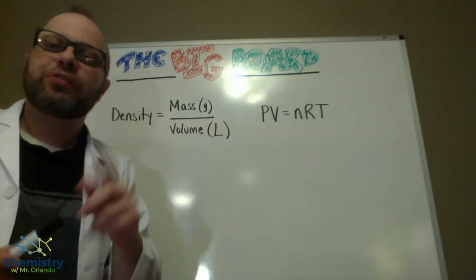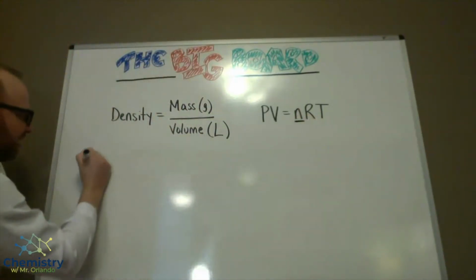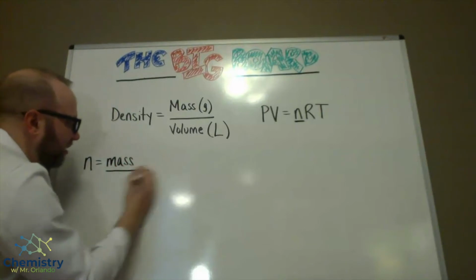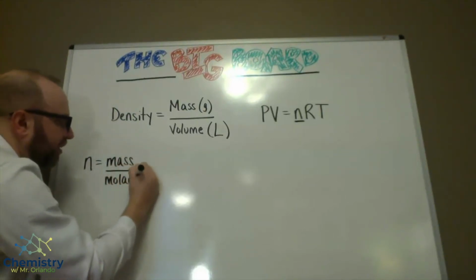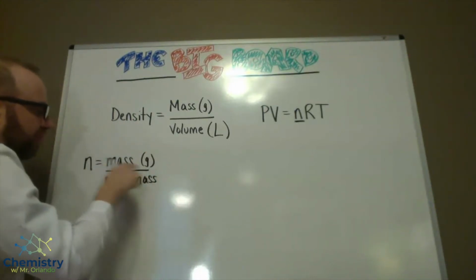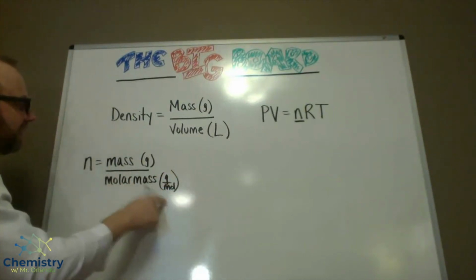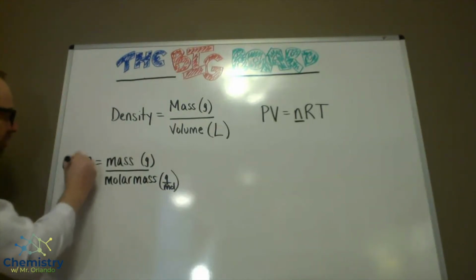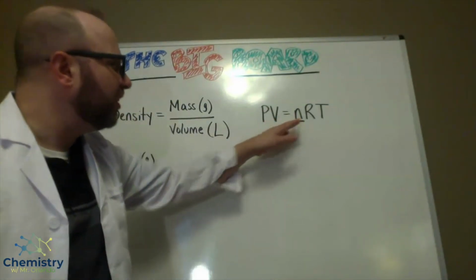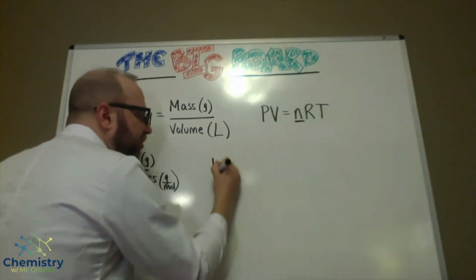Or does it? So I want you to think about n, the number of moles, for a minute. n is actually equal to the mass divided by the molar mass, the mass off of the periodic table. This has units of grams for mass, and molar mass has units of grams per mole, and that's why when we divide these, we get units of moles over here. So now, what if I took the moles out of here and substituted in this, mass divided by molar mass? We would have this equation.